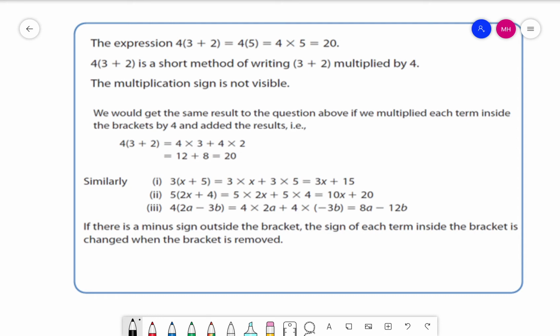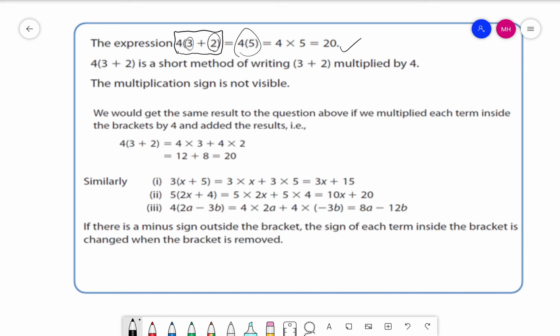They've started off with an example here that contains just numbers, right? What would happen if you were asked to multiply 4 by 3 plus 2? Well, we know that 3 plus 2 is 5, so really what would happen if you multiplied 4 by 5? 4 by 5 is equal to 20. That's fairly obvious and everyone should be comfortable with that. But what if we couldn't add the 3 and the 2? What if one of these, or both of them, was a letter?